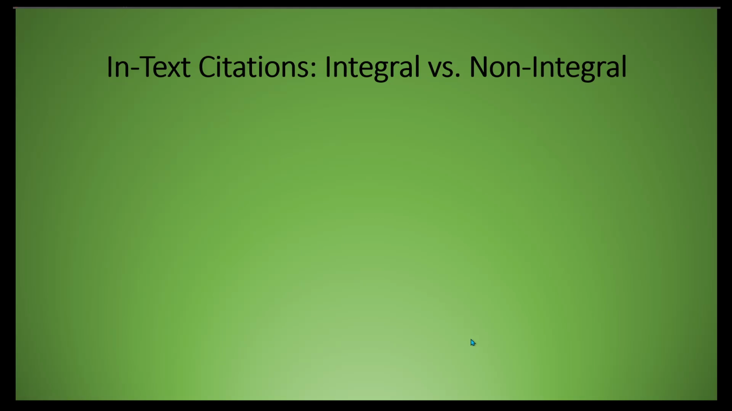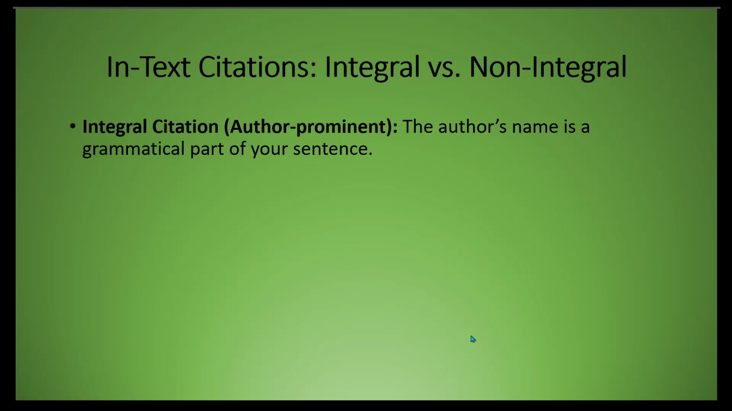So there are two types of in-text citations or citations. One is called integral. The other one is called non-integral. An integral citation is also called an author prominent citation. This is where the author of your source is part of the grammar of your sentence. Just to be clear, a source is any external information that you got, be it an academic journal, a book, a website, whatever. They are all sources, okay?